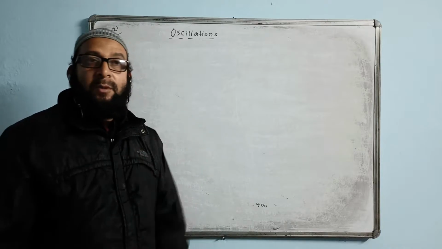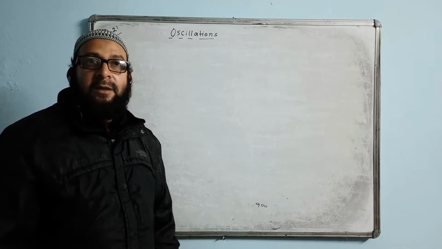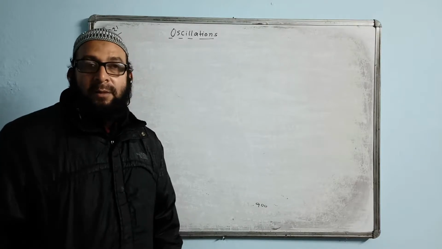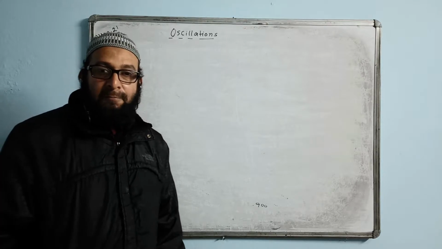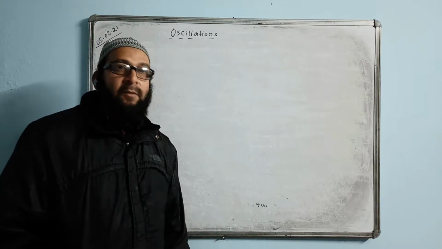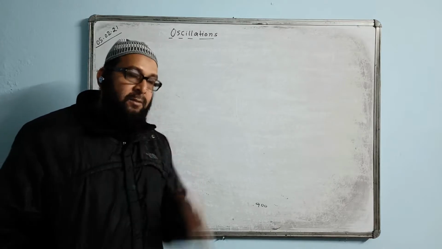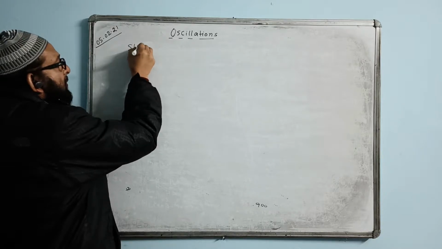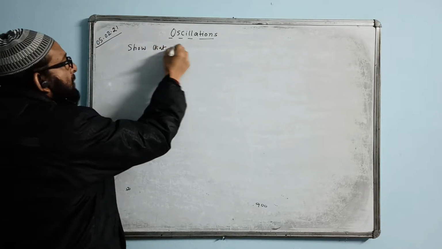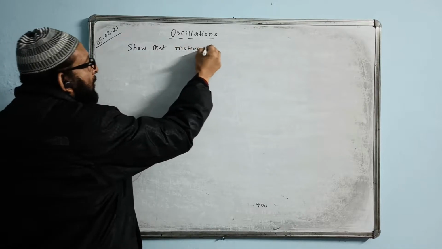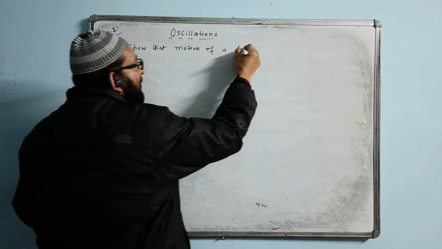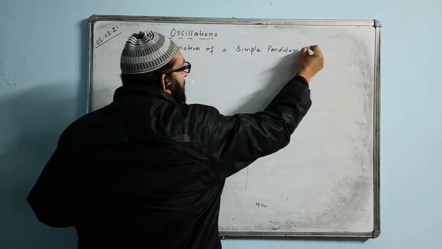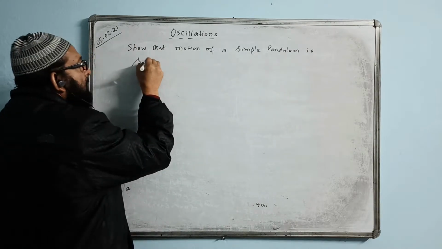proportional to minus x. Minus means opposite in direction, and x is the displacement. And then after that, if they ask you, after proving that simple harmonic, they may ask you to find the time period of oscillation. Then we compare with omega, and then we find the answer. Now, first, for example, the question is: show that motion of a simple pendulum is simple harmonic.